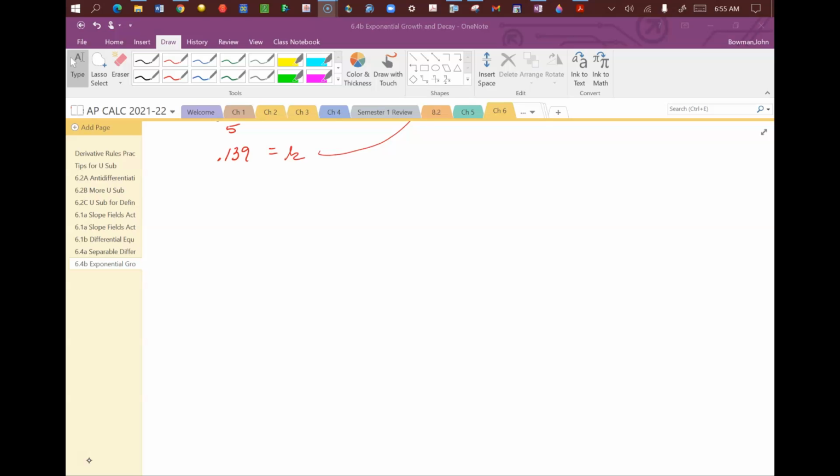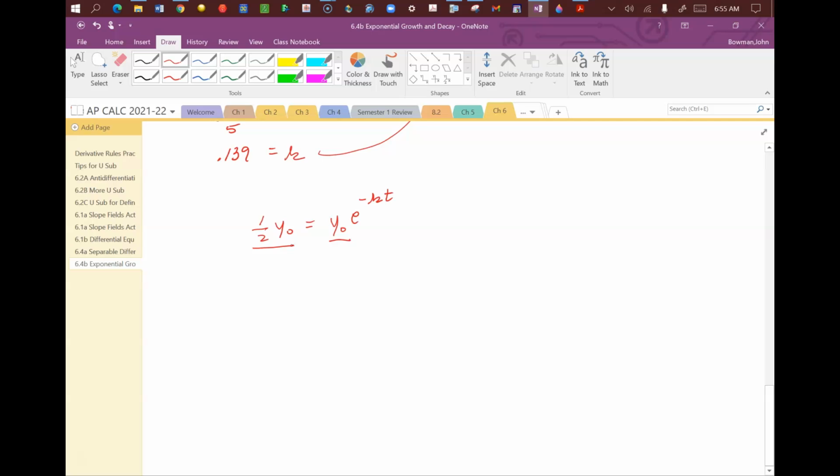So if we were to look at a half-life situation, what we would say is something like this. 1/2 of the initial amount is equal to y0, the initial amount, times e to the negative kt, because we know it's exponential decay, and the k value is going to be negative. So we want to solve this equation for the time, which would tell us the half-life. How long does it take for the initial amount, y0, to decay to half the initial amount?